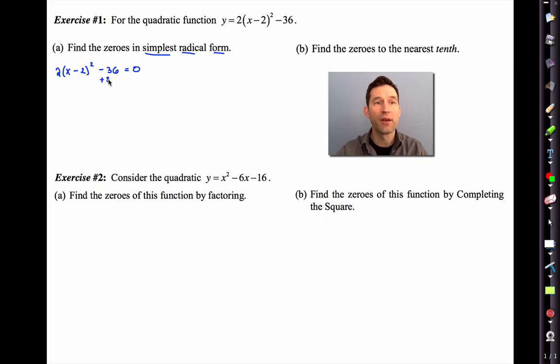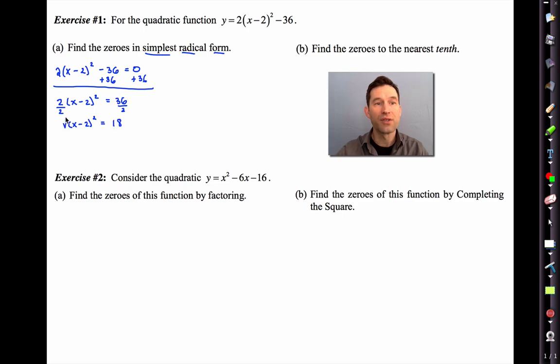So the first thing I'm going to do is add 36 to both sides to undo that subtraction, right? That's going to give me 2 times the quantity x minus 2 squared equals 36. Then I'm going to undo that multiplication by 2 by dividing both sides by 2. That'll give me the quantity x minus 2 squared is equal to 18.